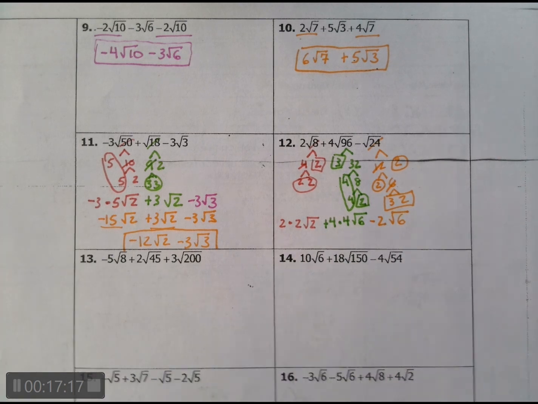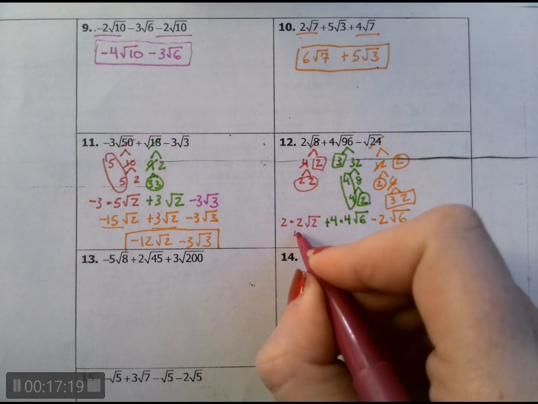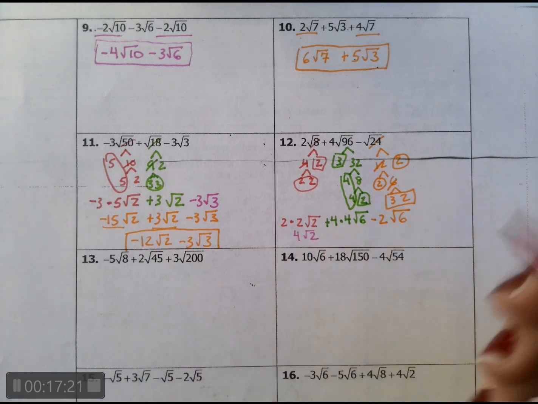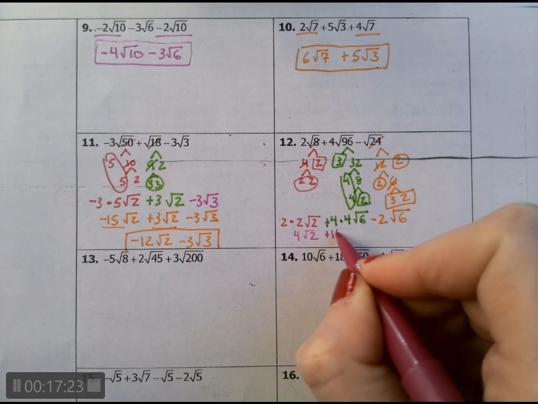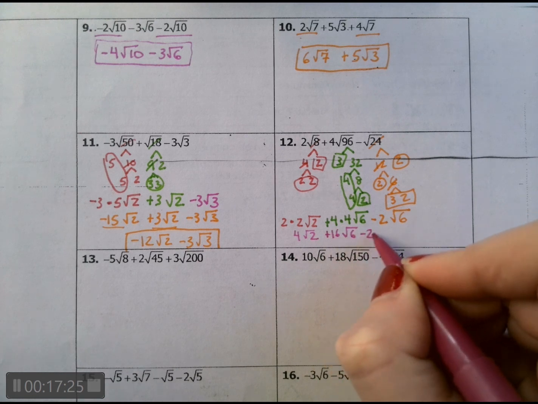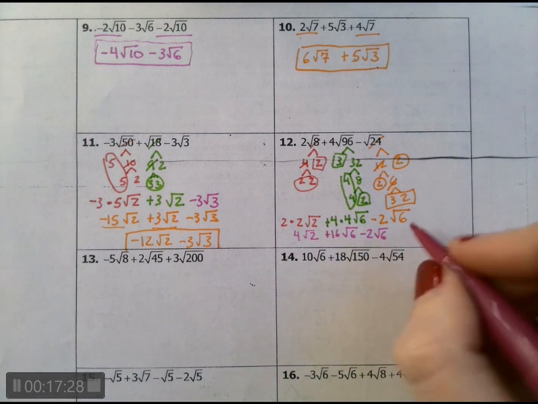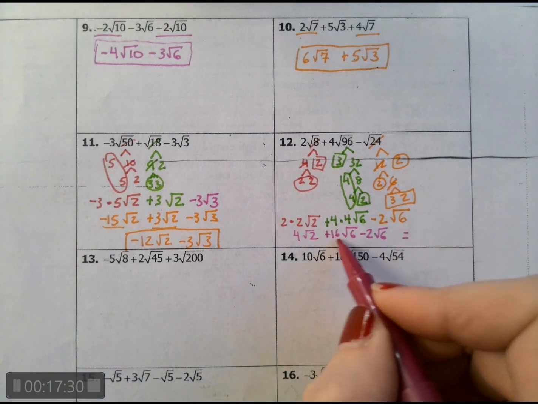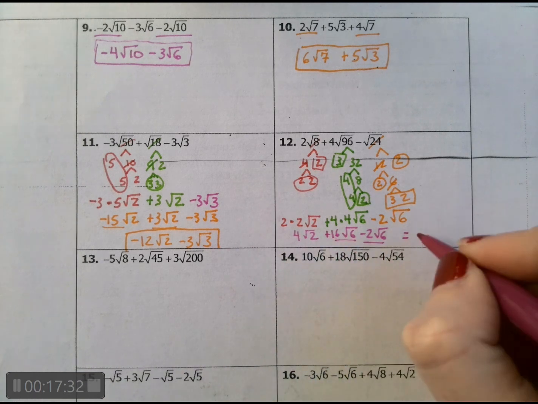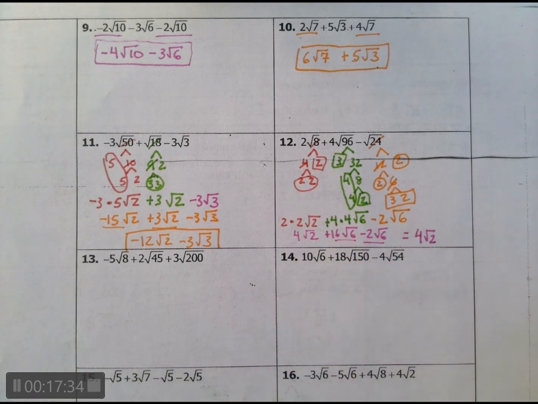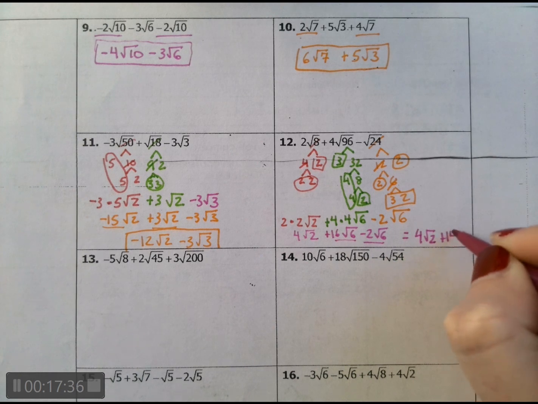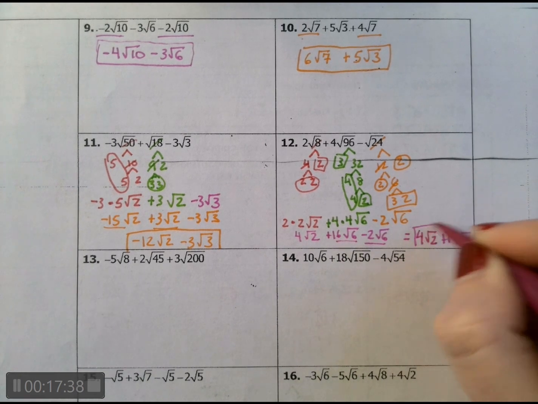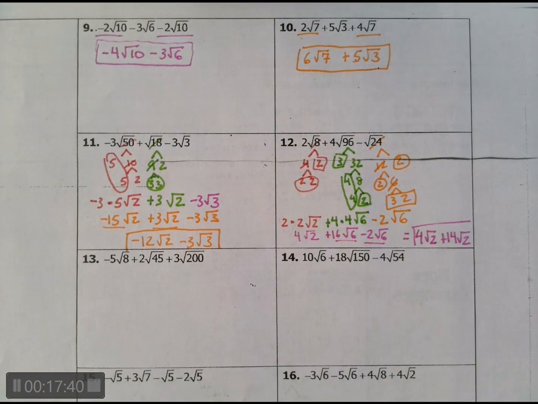Alright, so 2 times 2 will give us 4 square root 2, and then plus 16 square root 6 minus 2 square root 6, which is going to equal, combine your like terms, 4 square root 2 plus 14 square root 6. Ta-da! There's your answer.